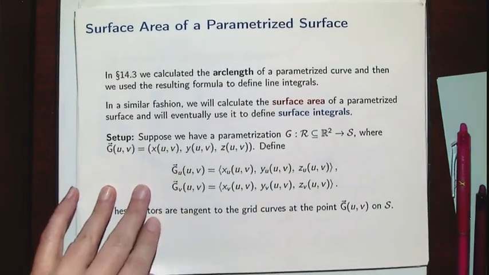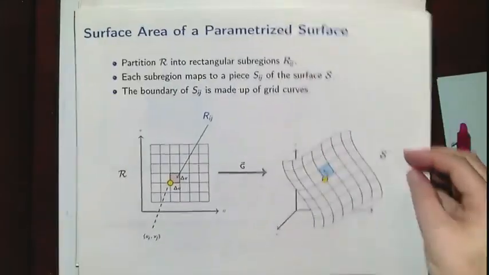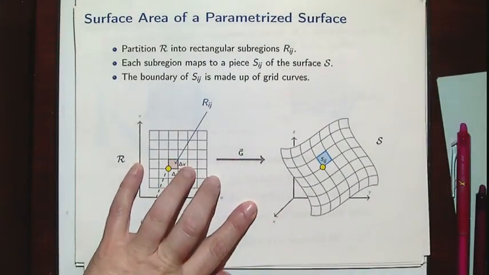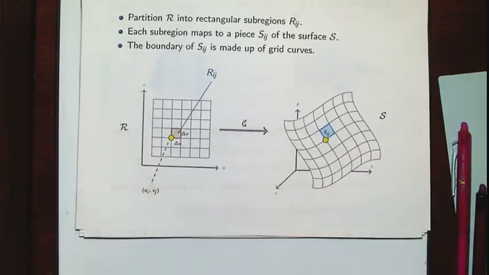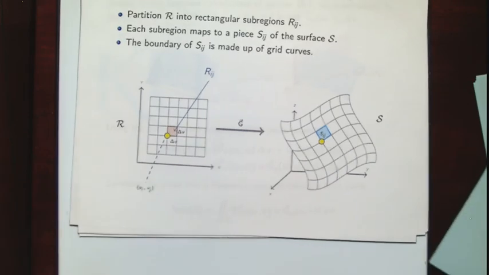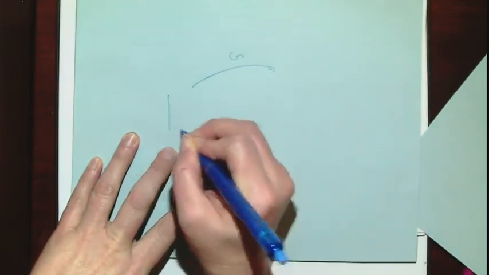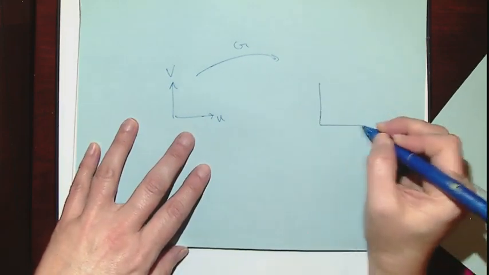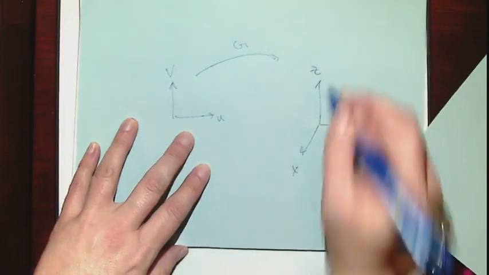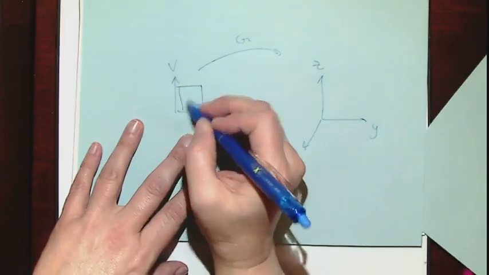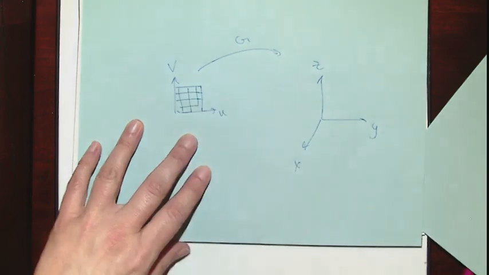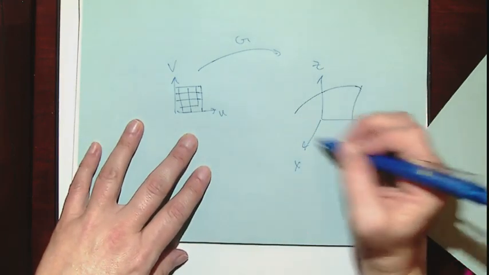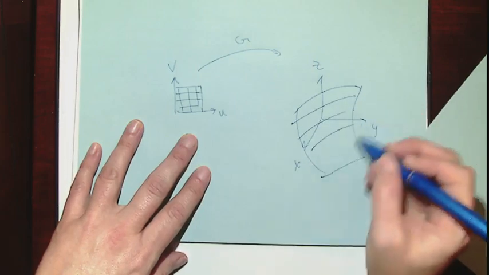Now, we discussed this last time. I'm writing it down. What was the parameterization? I'm doing a quick review. Parameterization, let's say G, takes us from a parameter space, U and V, into three dimensions, X, Y, Z. So it takes a little region in here, let's say this grid line, and takes it to a surface with this grid line.